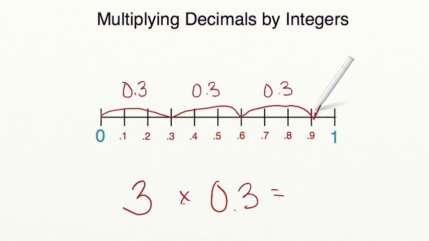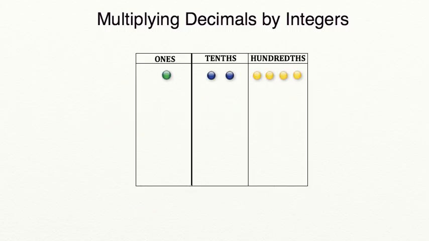And that landed me at 9/10 on the number line. So now I know that 3 wholes times 3/10 equals 9/10. And that's how you use your number line to repeatedly add your decimal value the whole number of times you're multiplying it by. Let's go ahead and try our second method of multiplying decimals by integers.